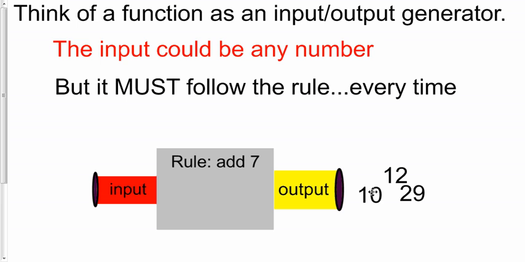It also means this. If I take out another 3 and I put it through the same function, well, the function is still going to be add 7. So if I put a 3 in, it's going to get me 10. If I put 3 in again, it's going to get me 10 again. If I put 3 in a million times, it's always going to be 10. That's what a function is. It's got to follow that rule every single time.